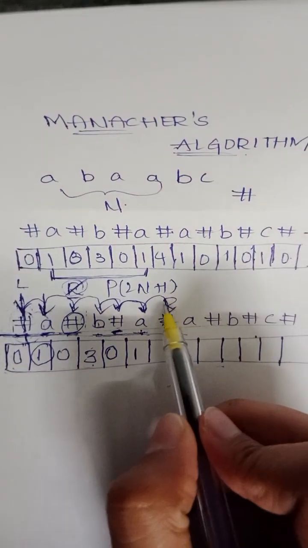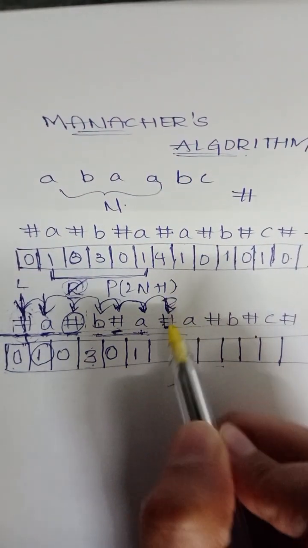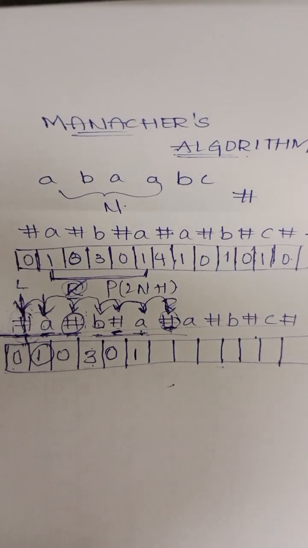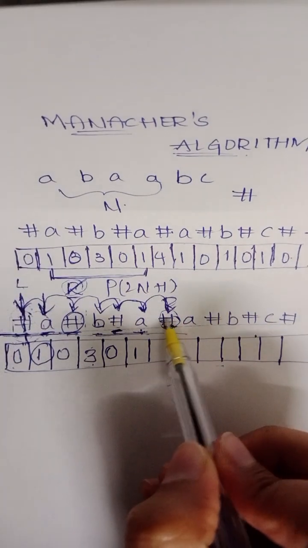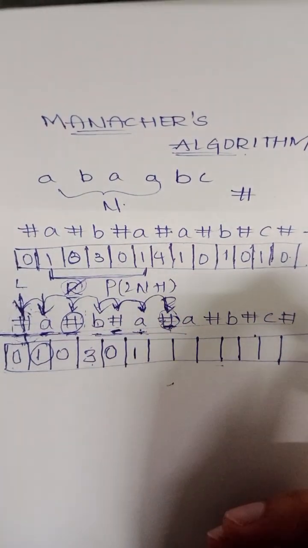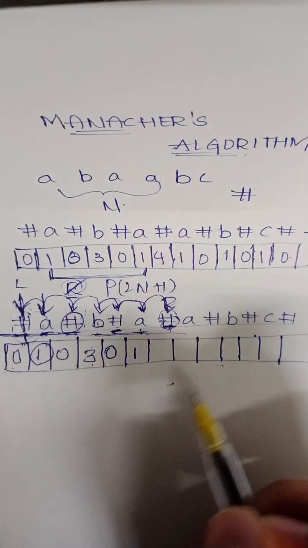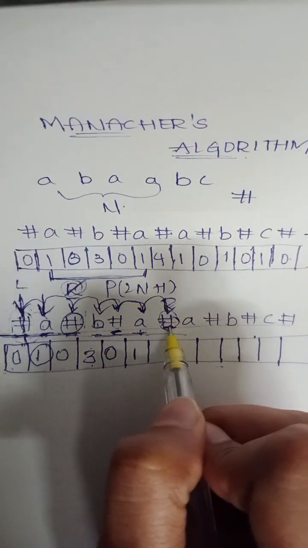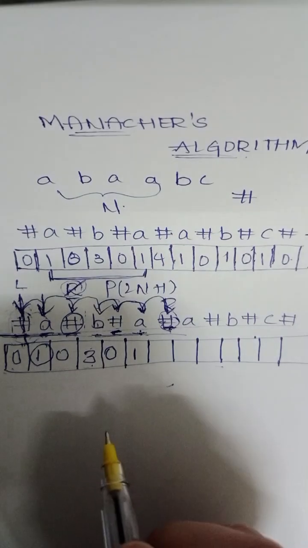We can see that our current pointer and right pointer are on the same side. We know that the mirroring property doesn't work well on the extreme edges. So now we'll try to expand this, and by expanding this, we'll try to find a palindrome.